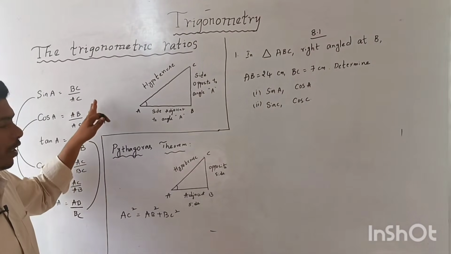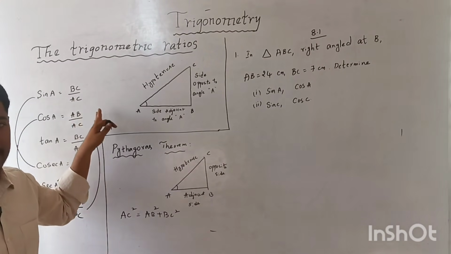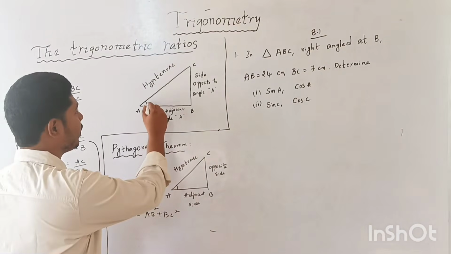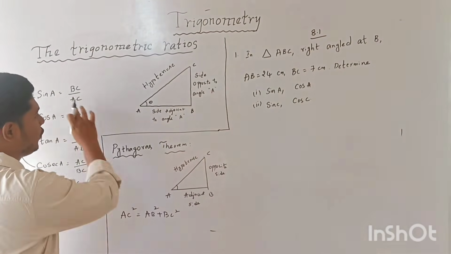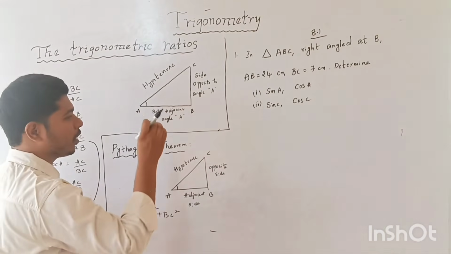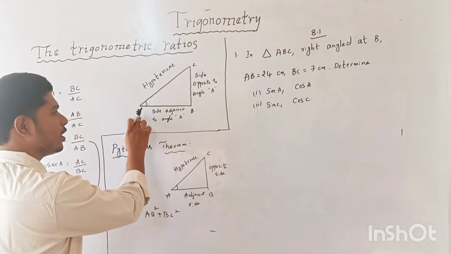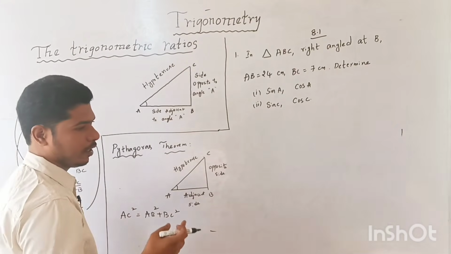We have to know these trigonometric ratios. We call these sin theta, cos theta. If we take theta here, we can call it sin theta. If we are not taking anything, we call the angle sin A, cos A, tan A, secant A, cosecant A, cot A, like that.